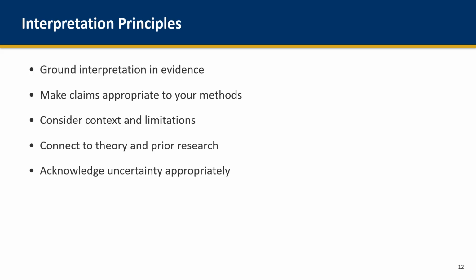Make claims appropriate to your methods. Correlational studies support claims about association, not causation. Qualitative studies support claims about meaning and experience in studied contexts, not prevalence in populations. Know what your methodology can establish and don't overclaim.